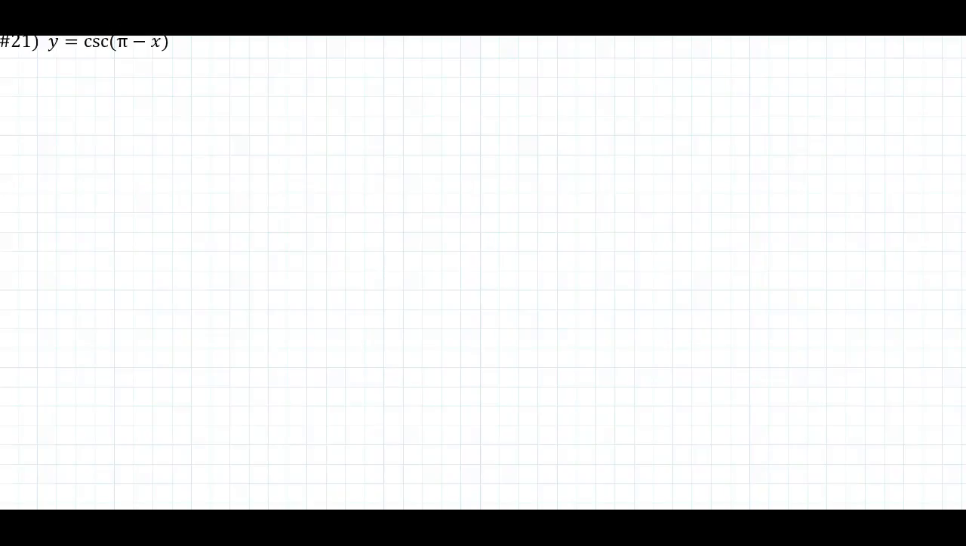Alright, welcome back. We're going to go through number 21 and 23 from 4.6b. Both of these were graphing trig functions. We talked about in class how when we see things like cosecant or secant reciprocal functions, we're going to start by thinking about graphing the reciprocal of those functions, which is the sine of pi minus x.